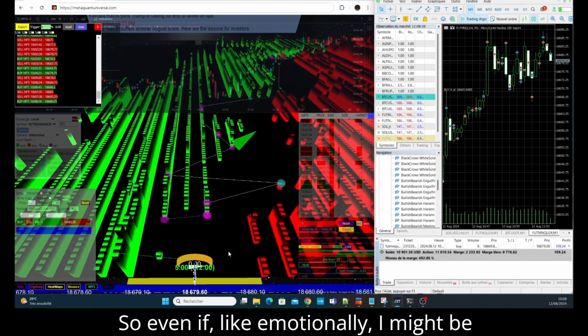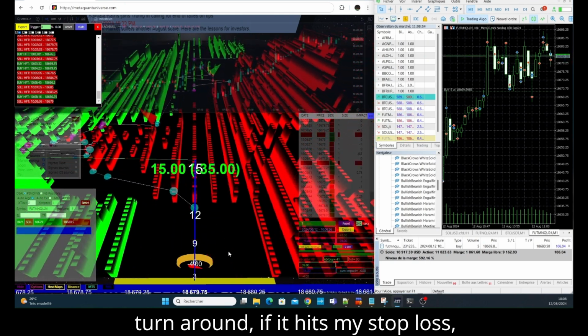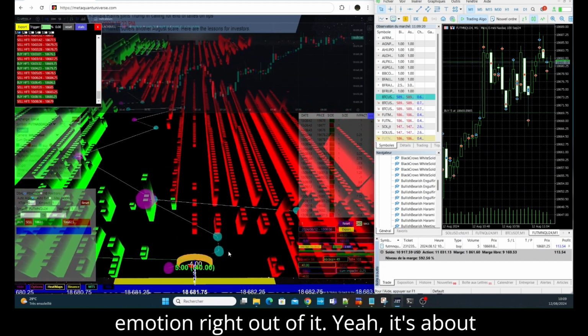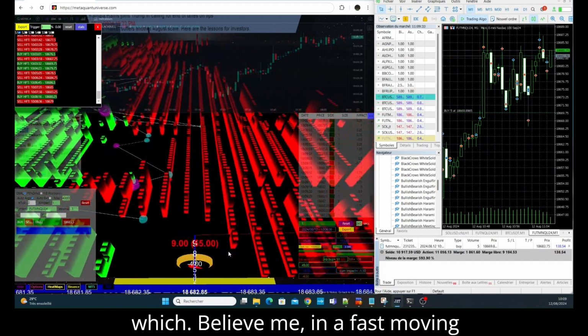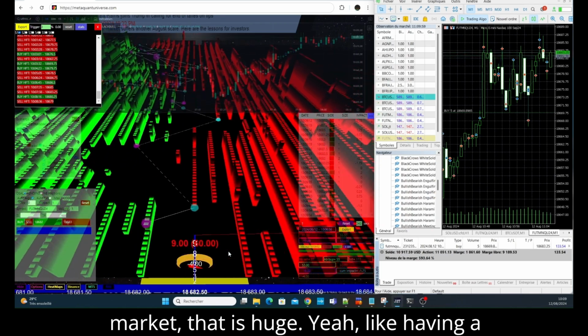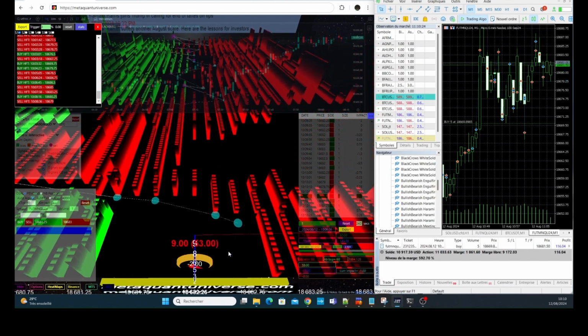So even if emotionally I might be tempted to hold on thinking it's going to turn around, if it hits my stop loss, it's out of there. You got it. Takes the emotion right out of it. It's about sticking to the plan no matter what, which, believe me, in a fast-moving market, is huge. Like having a safety net, especially if I can't be glued to the screen 24/7.